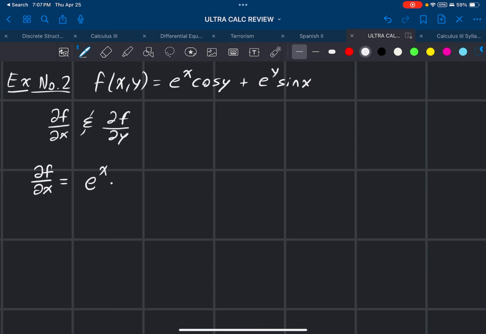And then this is being multiplied by a cosine y. So there's a y variable in this. So it just gets treated as a constant. So you don't really do anything with it. Also, we won't do product rule here. There's no product rule.